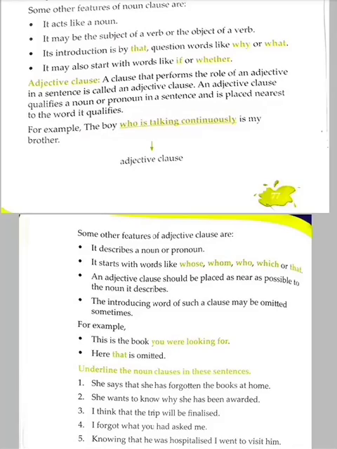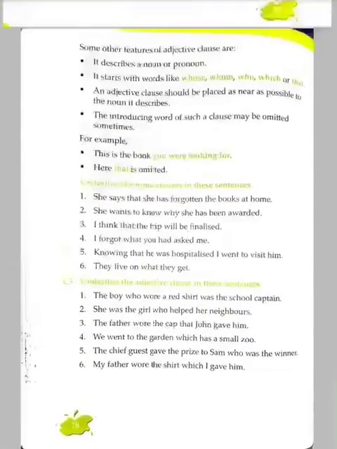Okay, let's come to the exercise. Underline the noun clauses in these sentences. "She says" is the main clause. "That she has forgotten the books at home" is a noun clause because it is the object of the verb "says". She wants to know why she has been awarded. "Why she has been awarded" is the object of the verb "know", so it is a noun clause.